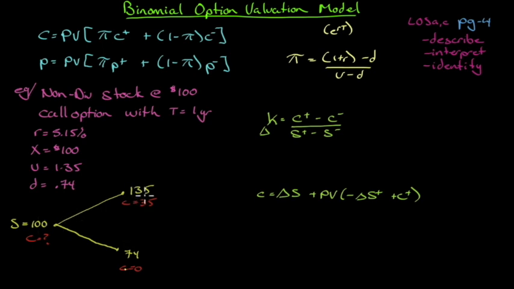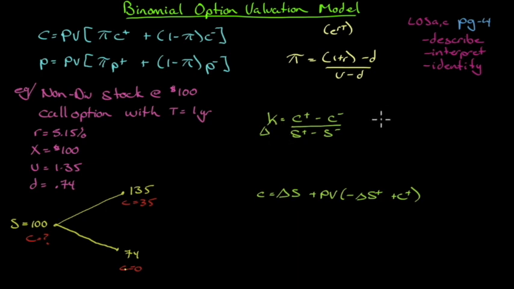Here we say, okay, if the stock in 1 year is 135, on a $100 call, what's the value of the call? 35. If it's 74 on a $100 call, what's the value of the call? 0. Great. Now I can figure out my delta, because to figure out the value of the call, I need my delta.